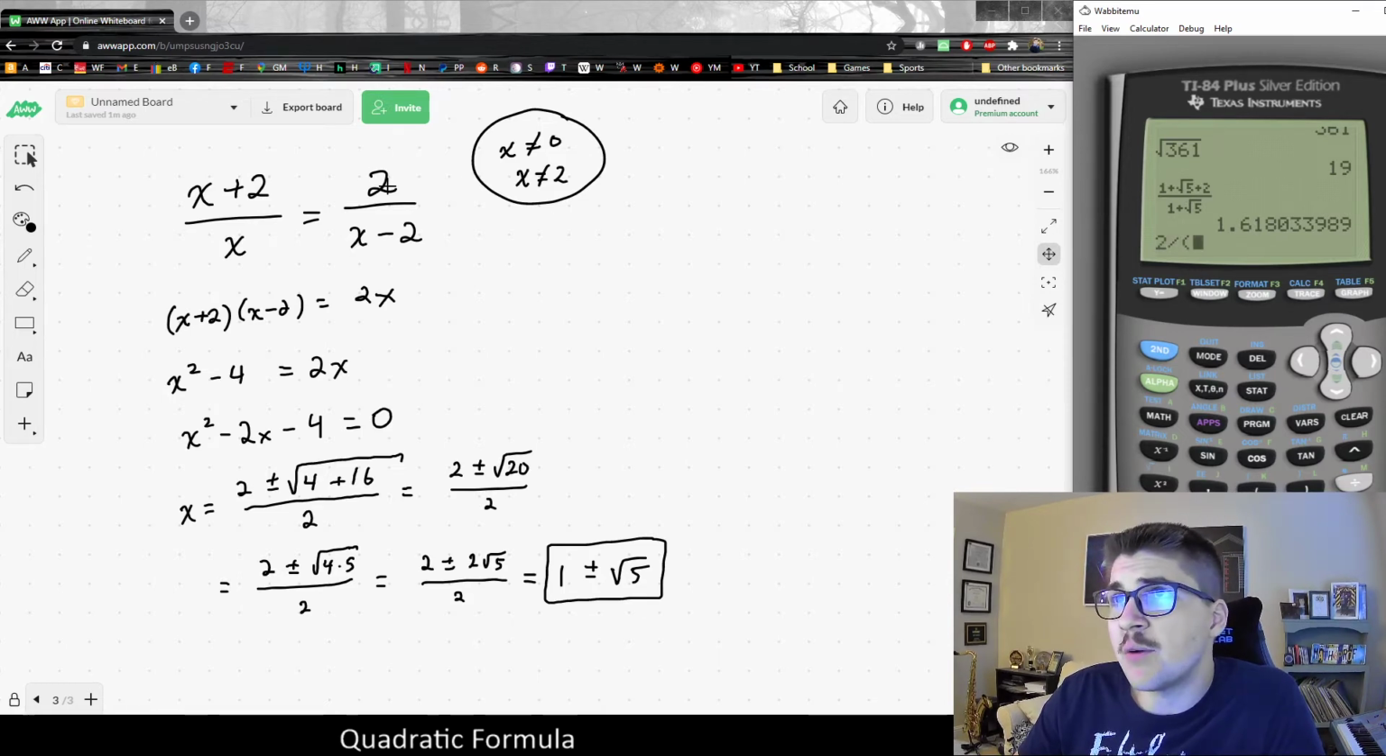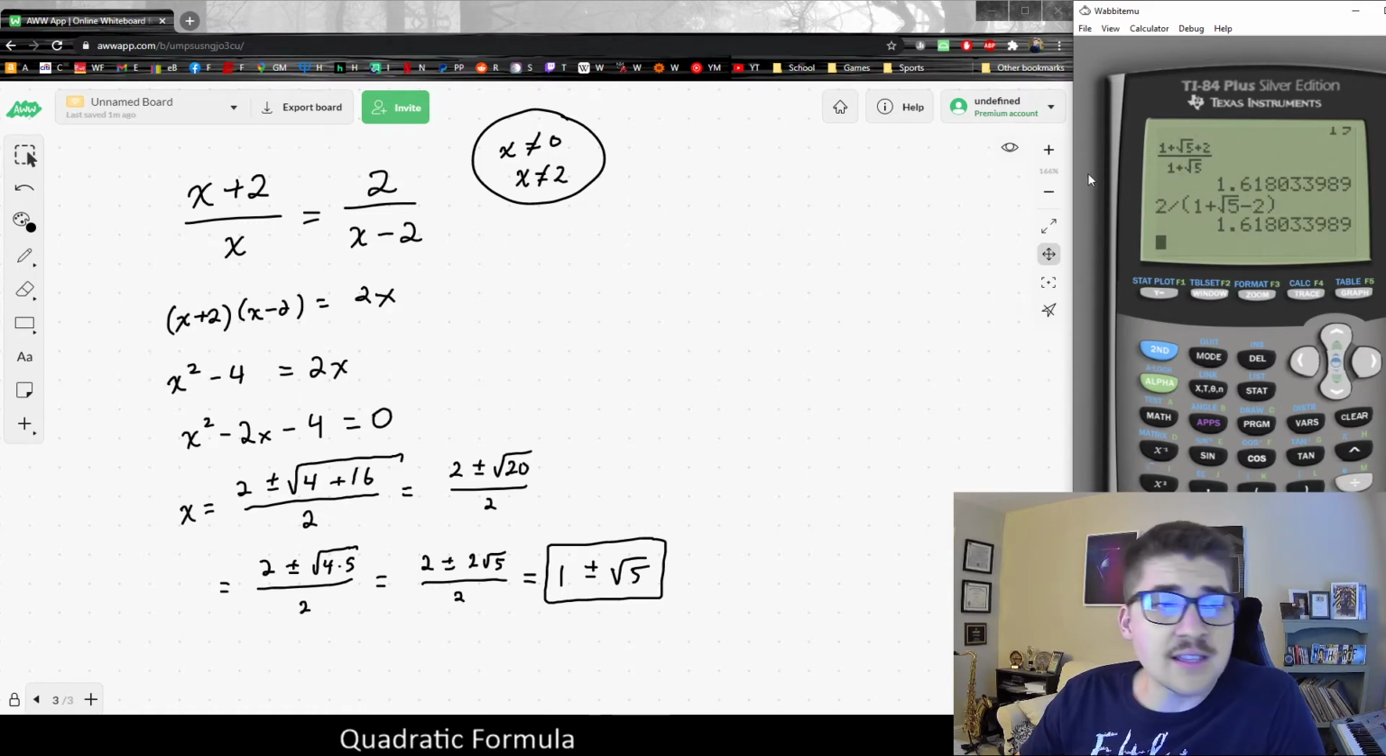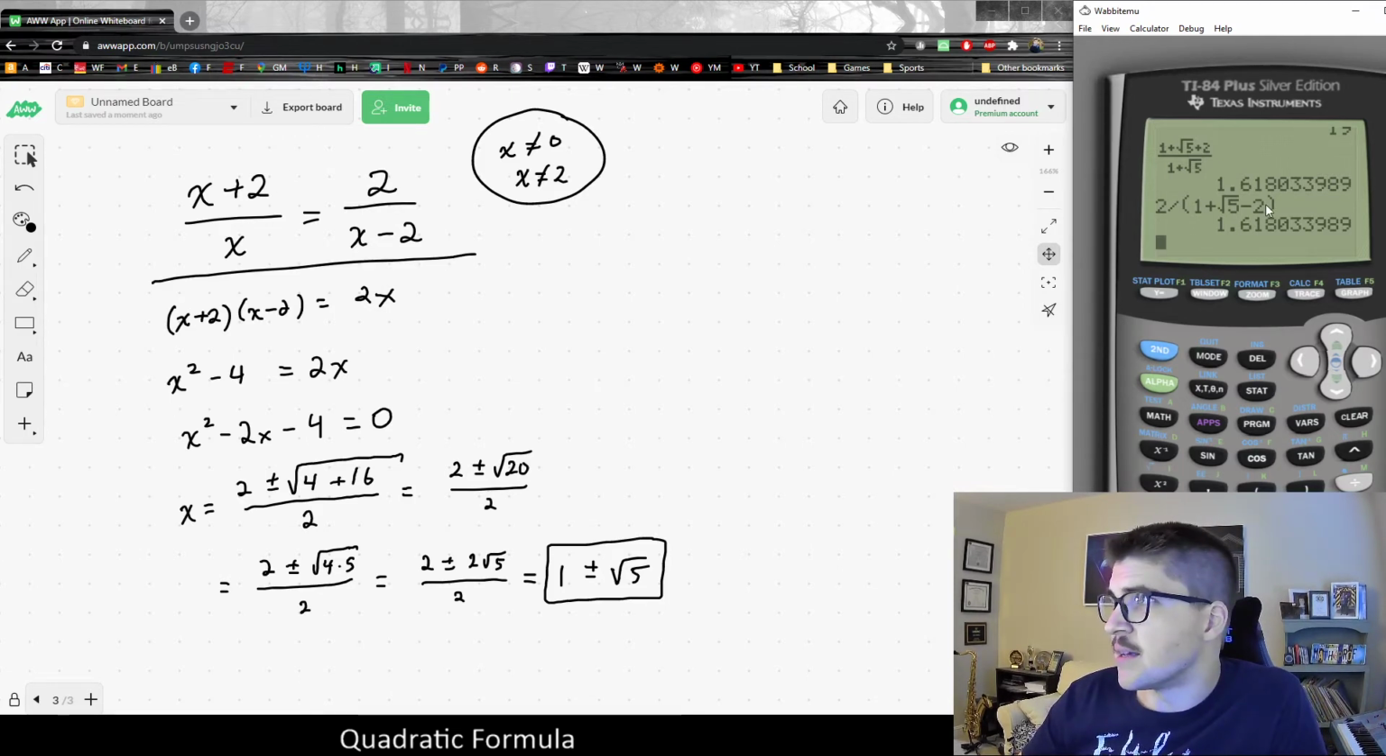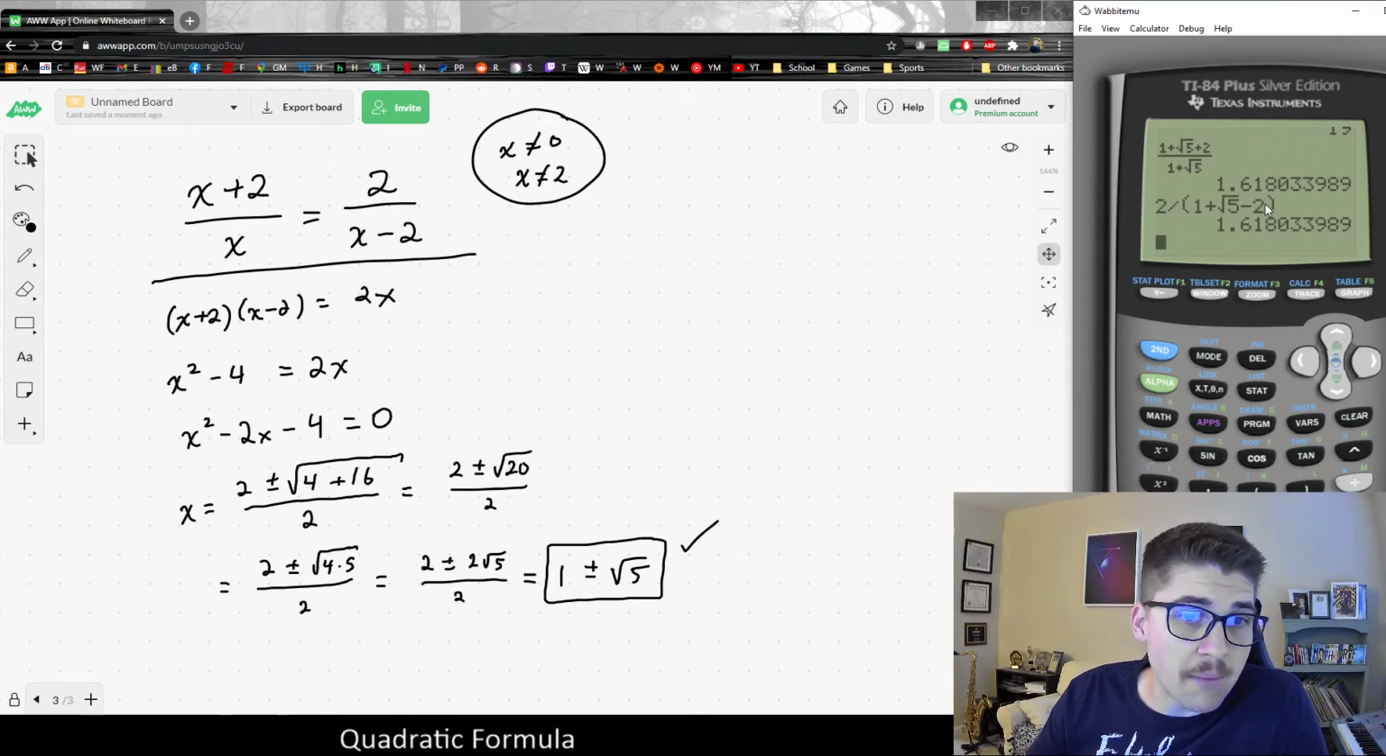And then the second one, I would have 2 divided by x minus 2. So that would be 2 divided by 1 plus the square root of 5 minus 2. And this would give me the right-hand side. And notice that the left-hand side and the right-hand side, when I plug back in my answer for x into the original equation, come out to be the same thing, so I can check that one off. And I could do the same thing for 1 minus the square root of 5 as well.